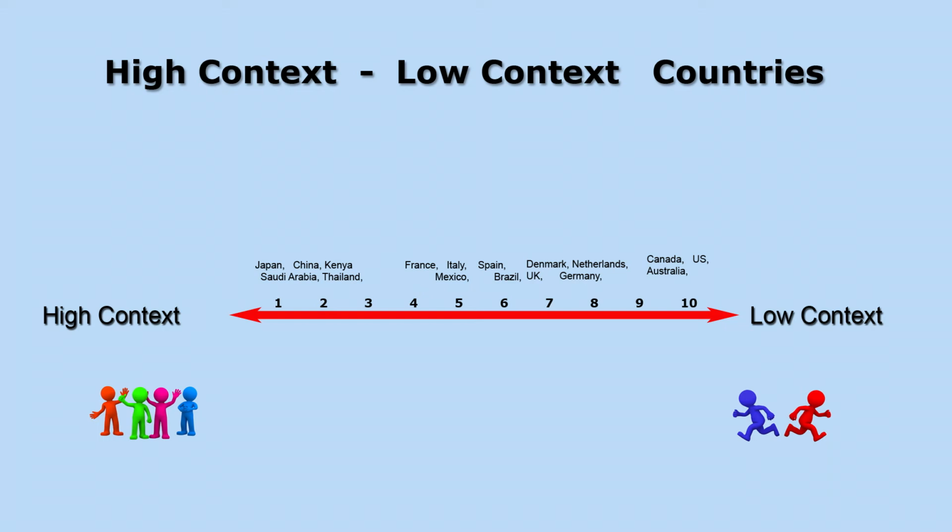In the middle, we would find the Latin European countries like France, Italy, and Spain, but also Mexico and Brazil would be on the middle of the scale. Then on the low end, low context cultures are definitely Denmark, the Netherlands, Canada, Germany would fit in there, and also the US, as we have seen in the introduction. The US is a very low context culture.